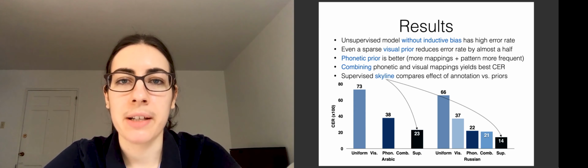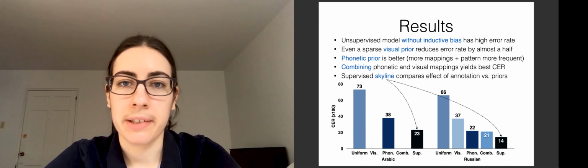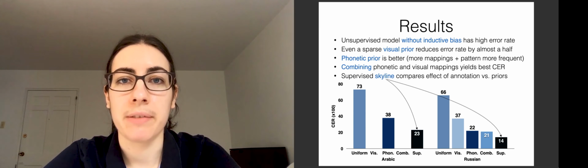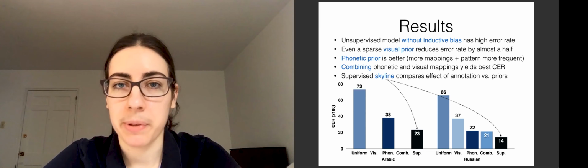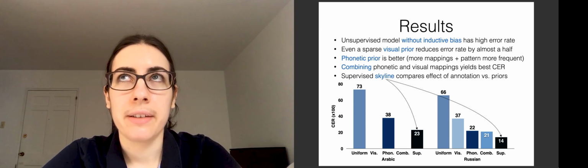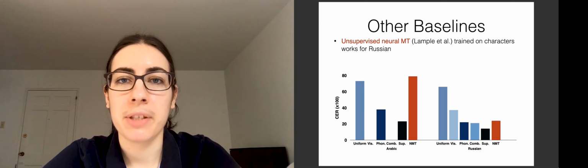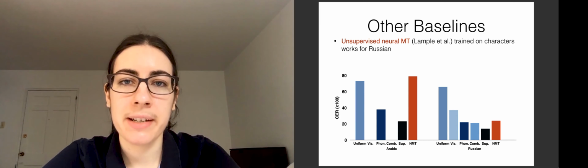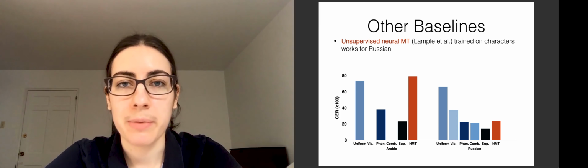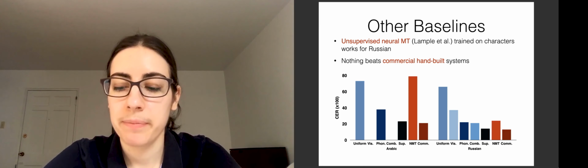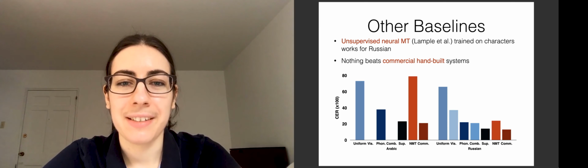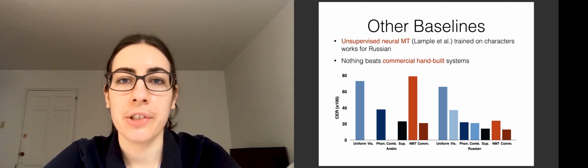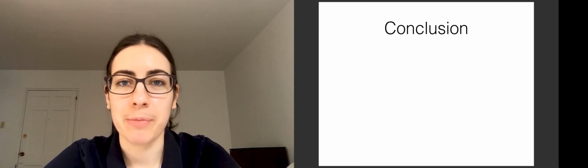We compare those results to a supervised skyline, which would be the same model trained on the parallel data from the development set. And we can see that while none of our unsupervised models can outperform the supervised one, the introduction of this inductive bias substantially shrinks the gap between the two. We also experiment with other baselines. Unsupervised neural machine translation model trained on characters actually works pretty well for Russian, but completely fails for Arabic. And we also compare to the commercial hand-engineered systems for decoding romanization, which we are yet to beat.